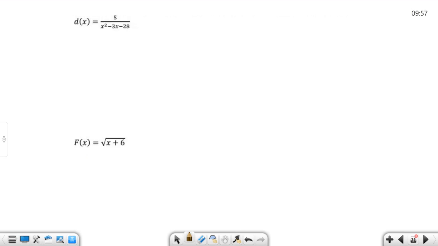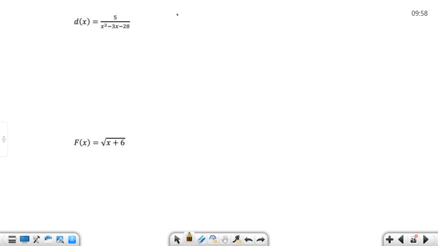Here we have d of x equals 5 over x squared minus 3x minus 28. So here we ask ourselves, is there anything that can restrict the domain, anything that causes us issues? And we look and say, wait a minute, we have all of this in the denominator. And when we have a fraction, we know we cannot divide by 0.